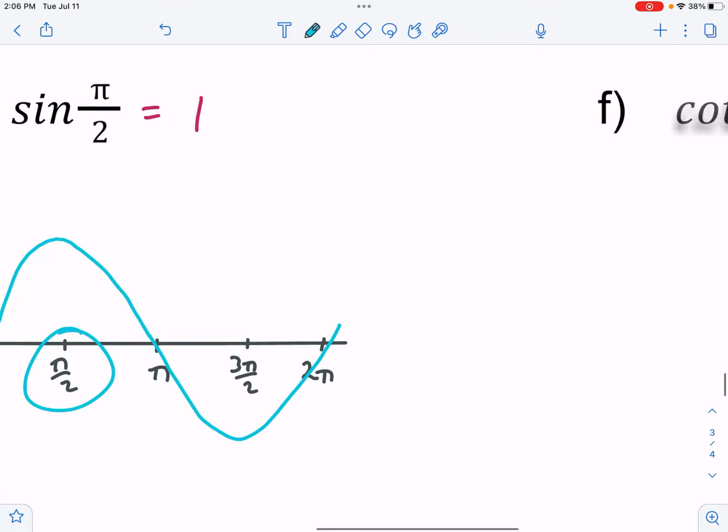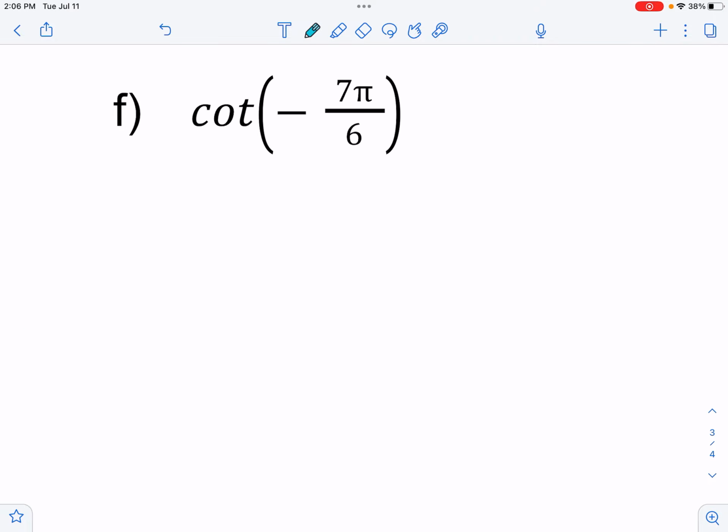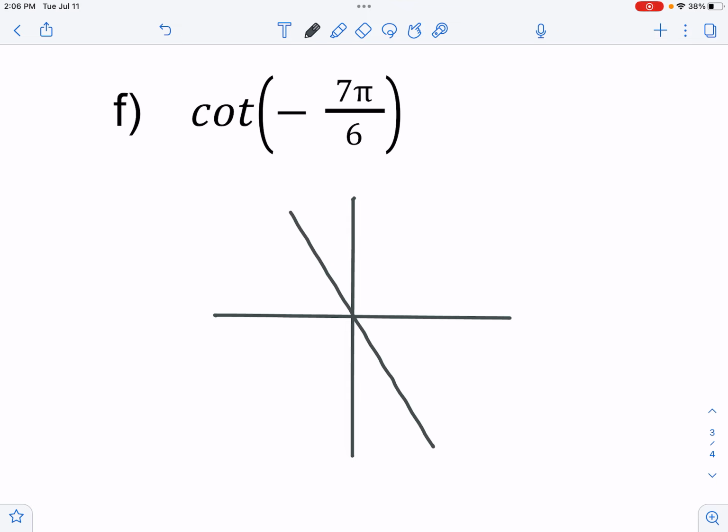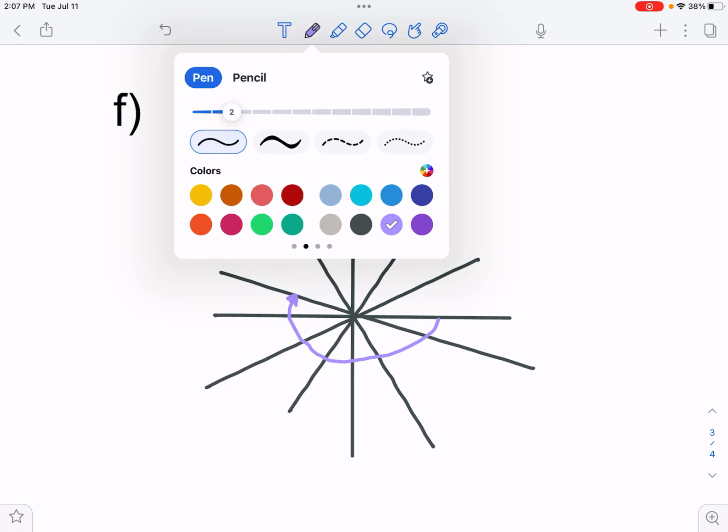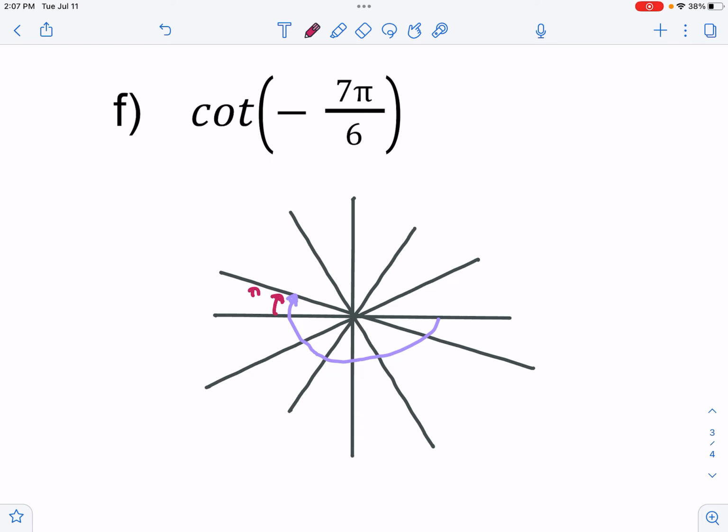Okay, one last one for real. Cotangent of negative 7 pi over 6. Let's add our Cartesian grid, and then I'll split it up into sixths. Awesome. Let's draw our principal angle. Negative 7 pi over 6. I'm going backwards. 1, 2, 3, 4, 5, 6, 7. My related acute angle is right in here, and it's pi over 6.